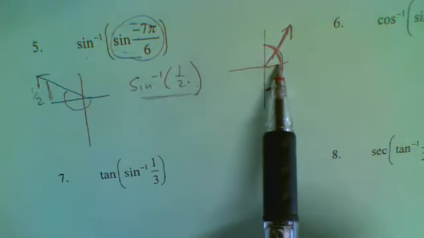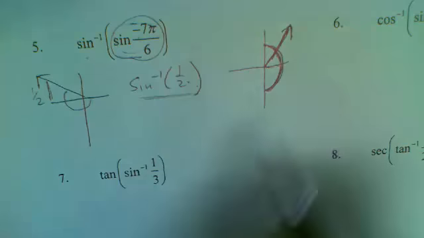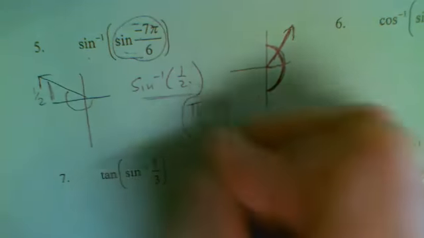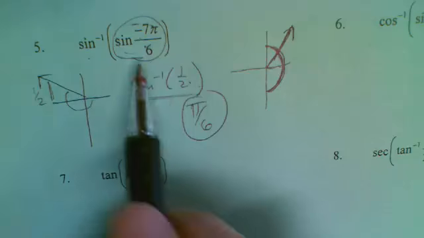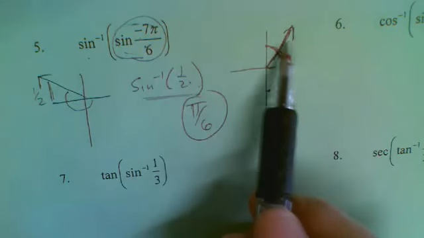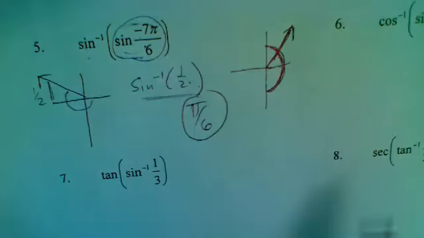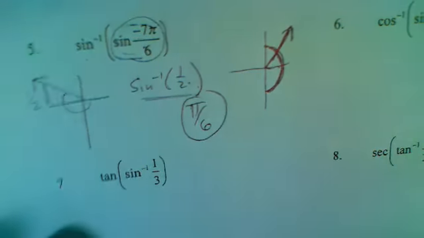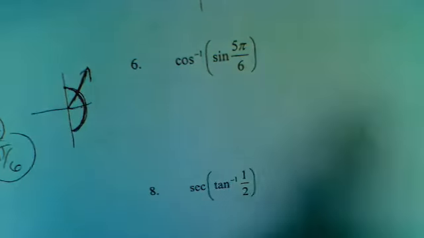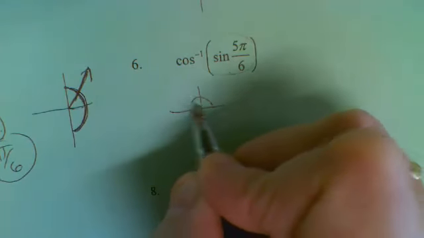And so what angle has a sine of 1/2? Pi over 6. They have the same reference angle, these two, but because we do inverse sine of a positive in the first quadrant, we actually have to end up naming it in the first quadrant. All right, number 6, sine of 5 pi over 6. Here's 5 pi over 6.